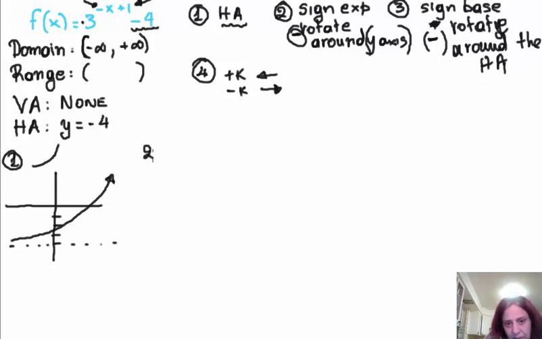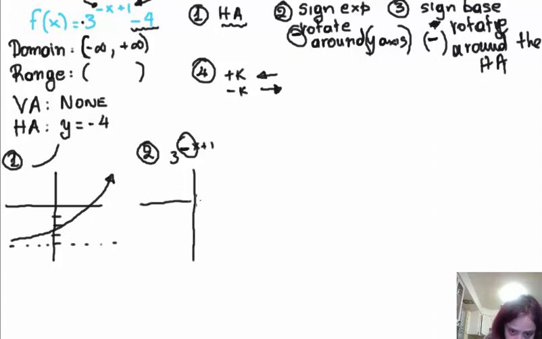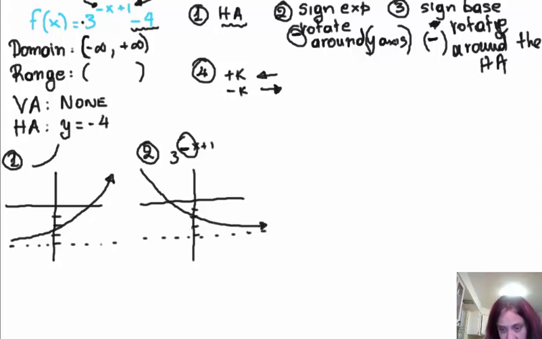The second step, I focus on the sign of the exponent. In my case, the sign of the exponent is negative because I have 3 to the negative x plus 1. This is negative. So this means that whatever I had from the first step, now I need to rotate it around the y-axis. So this is going to move to that, and it will converge to positive infinity.